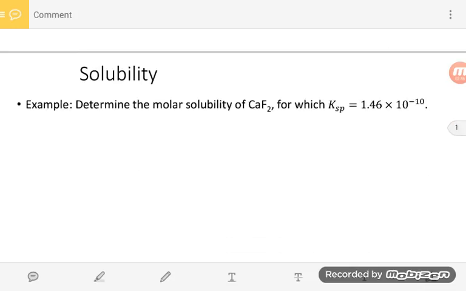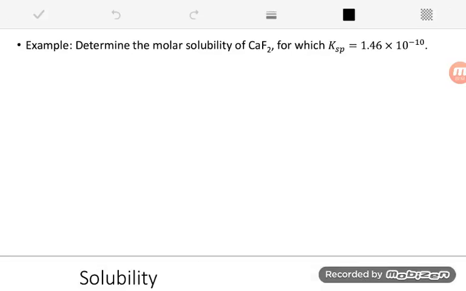Let's look at what that problem might look like. For example, determine the molar solubility of calcium fluoride, for which Ksp is equal to 1.46 times 10 to the negative 10. You always start these problems the same way. First, you write the reaction for calcium fluoride dissociating. So we're going to start with our solid calcium fluoride, and it's going to dissociate into two pieces.